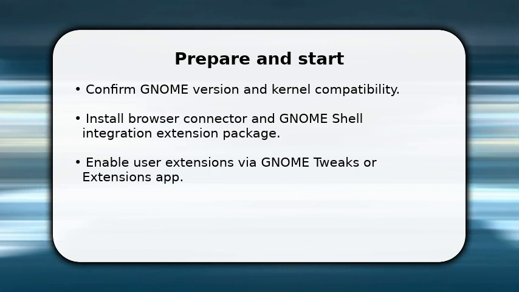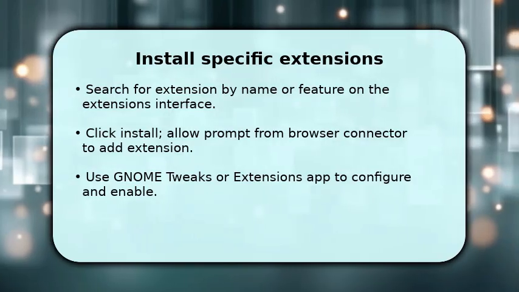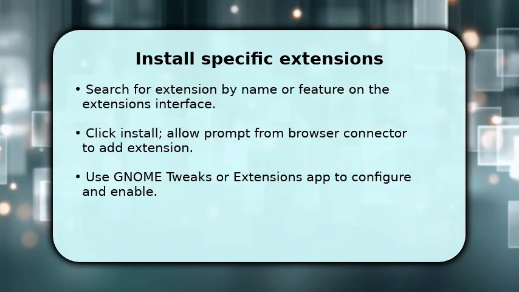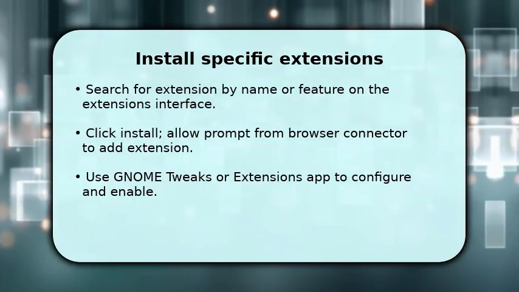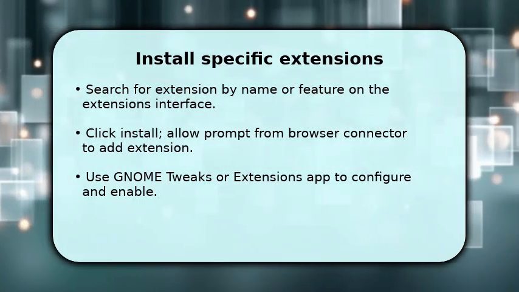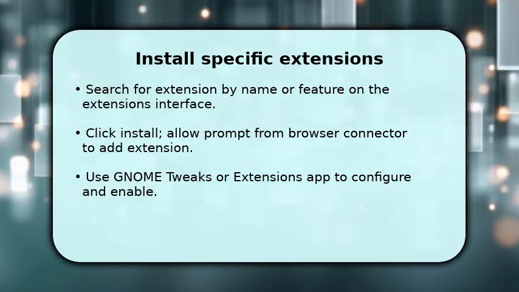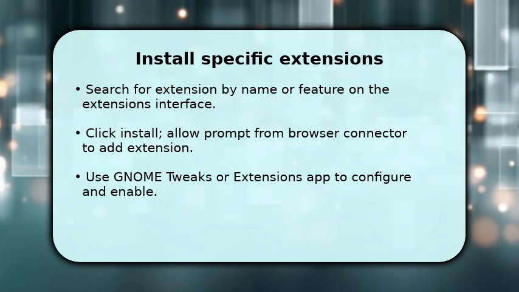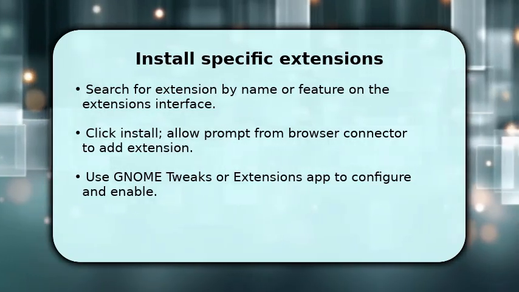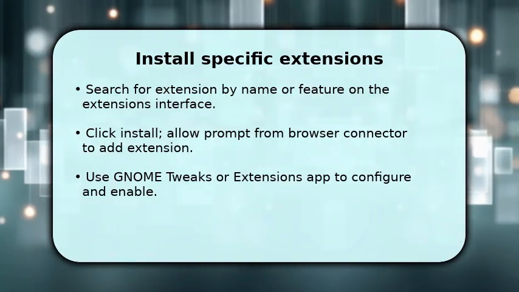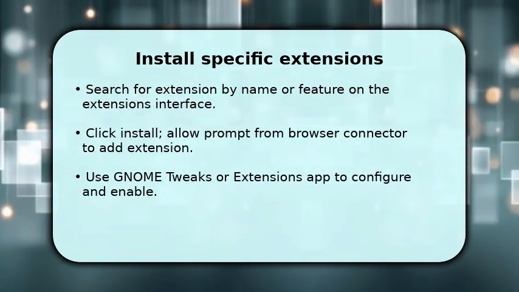Now you search for the extension you want and verify compatibility with your GNOME version and other installed extensions. This avoids conflicts. Click Install on the extension page and accept the prompt from the browser connector so the extension files are transferred and activated. After installation, open GNOME Tweaks or the Extensions app to enable the extension and adjust settings. Make small changes and test immediately to confirm the extension.